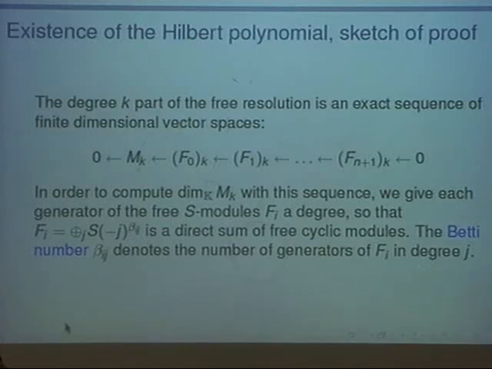If beta ij denotes the number of generators of Fi in degree j, then Fi is the direct sum of S(-j) to the power beta ij. It is minus j, not plus j. Well, that's convention.